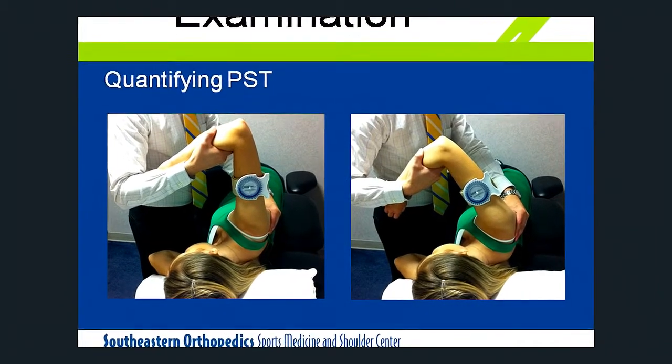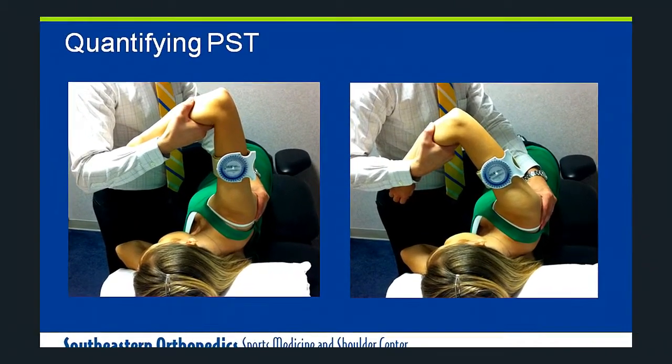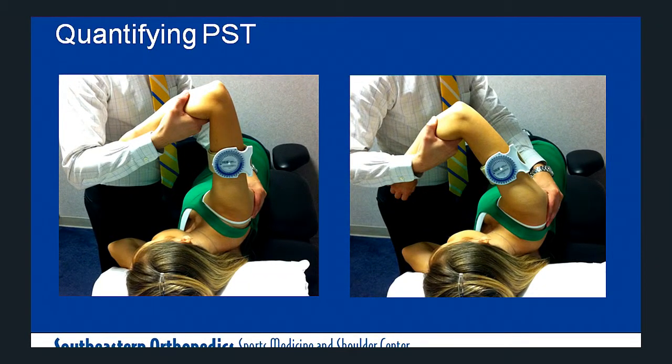All right, so we talked about the importance of identifying posterior shoulder tightness during the examination and addressing it if it's present. So in order to do that, we need to quantify that posterior shoulder tightness. There's different ways to measure it, different ways that have been proposed in the literature. Tim Tyler et al. was the first one in 1999 to describe a way to quantify posterior shoulder tightness.